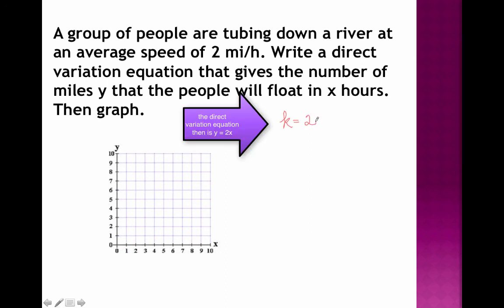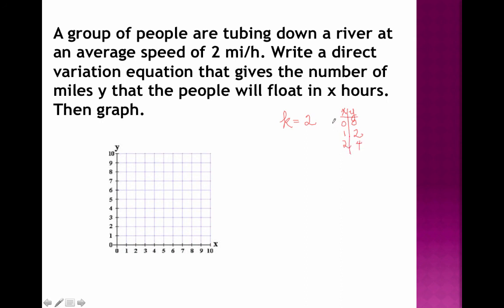And what I'm going to do is look for a set of points. So I'm going to make my little t-chart, x over y. At 0, I've got a y value of 0. At 1, I'm going to have a y value of 2. At 2, I'm going to have 4. And then I'll be able to graph these points. So it is a real world situation.